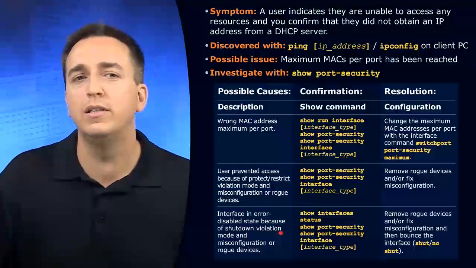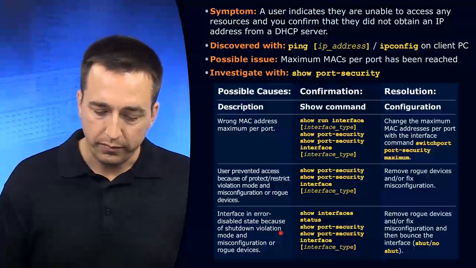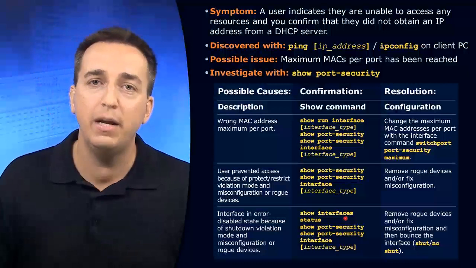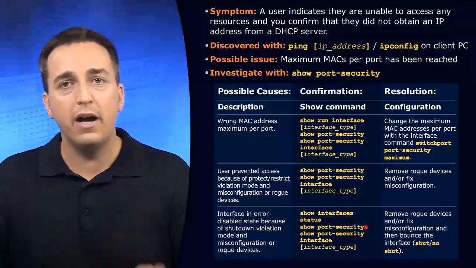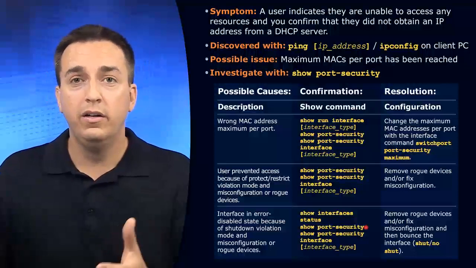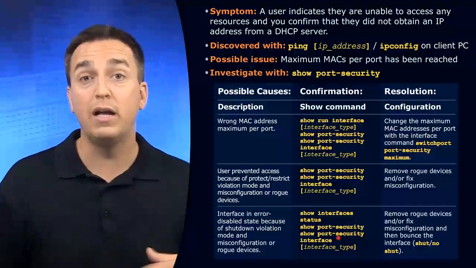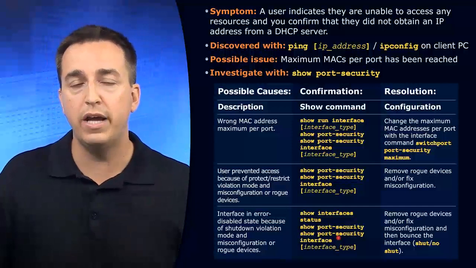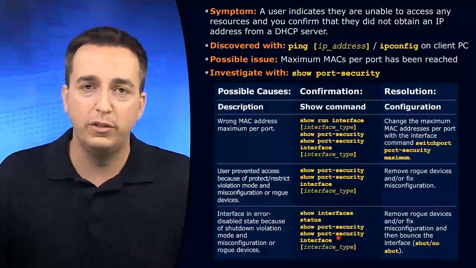But let's say the port's in the err-disabled state. How will we know? Well, we can look at the output of show interfaces status. It'll tell us that it's in the err-disabled state. We can look at the output of show port-security. We'll see there that the interface is in the shutdown violation mode. And then with the output of show port-security interface, we'll have the ability to verify whether we are in the secure-up or secure-down state. And it'll say secure-down if the violation mode has been triggered.